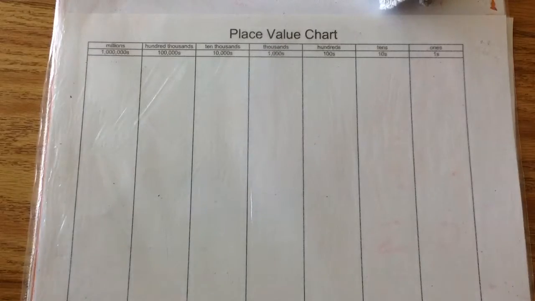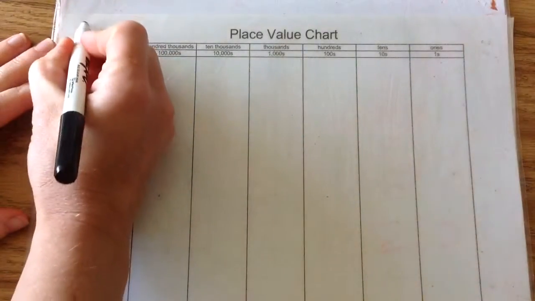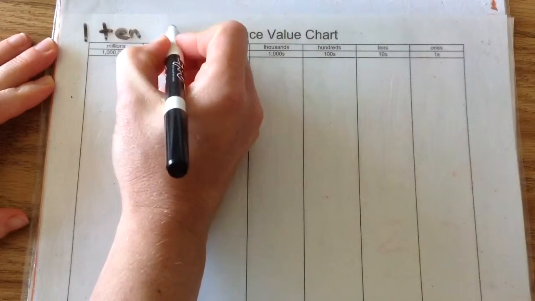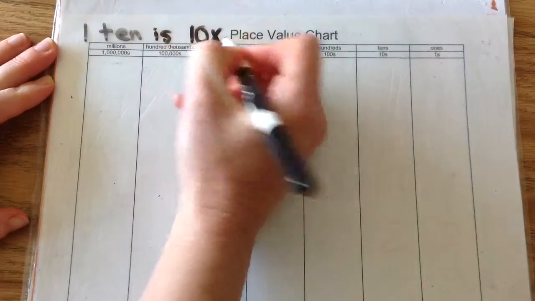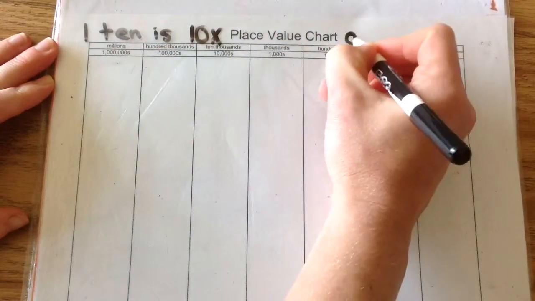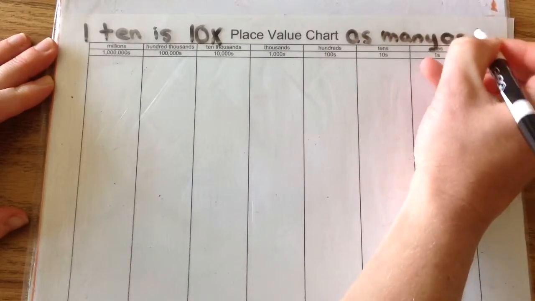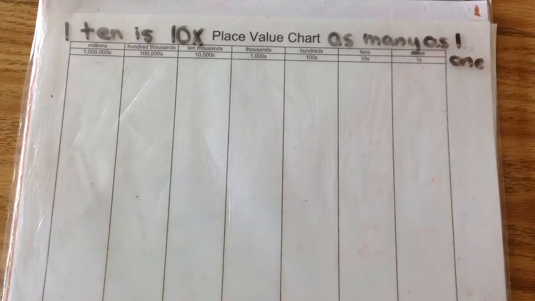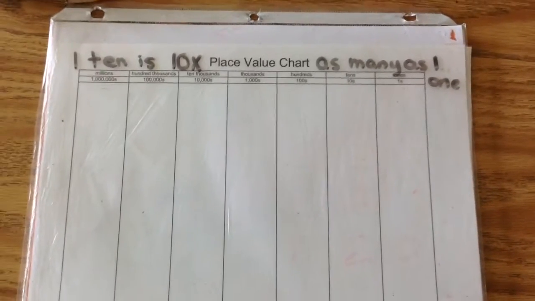So the big thing that we're looking at today is we're trying to solve that 1 ten is 10 times as many as 1 one. That's our goal today. 1 ten is 10 times as many as 1 one.